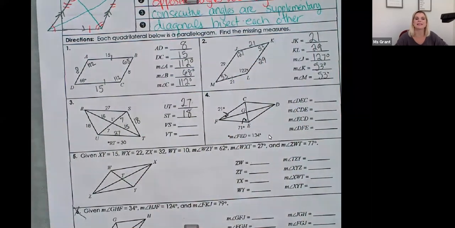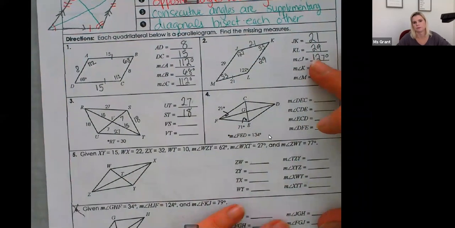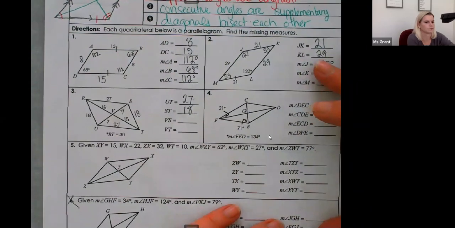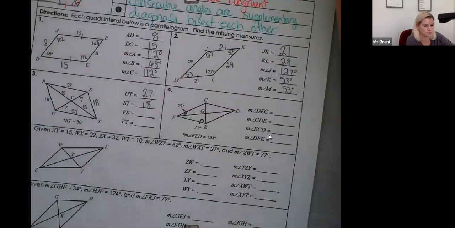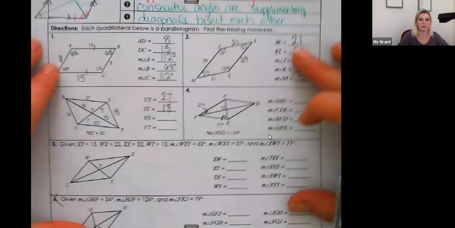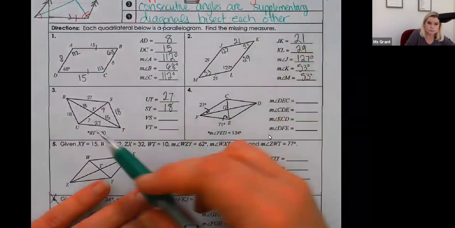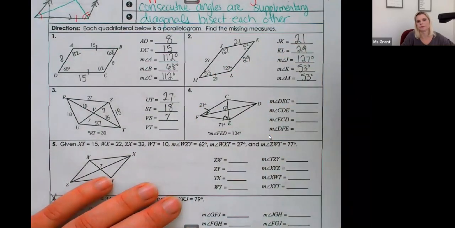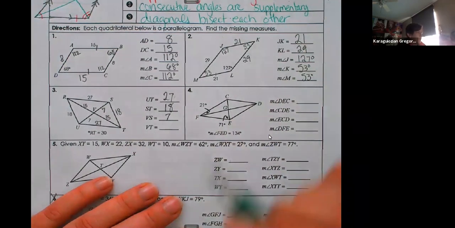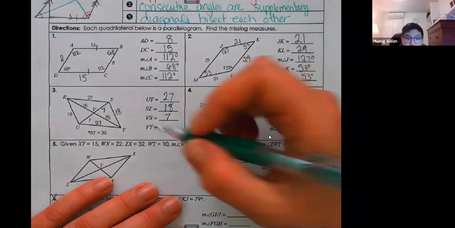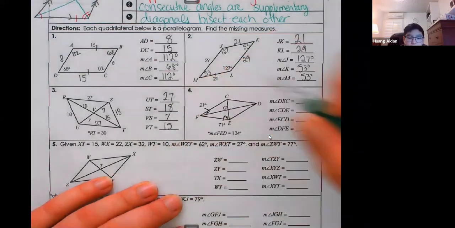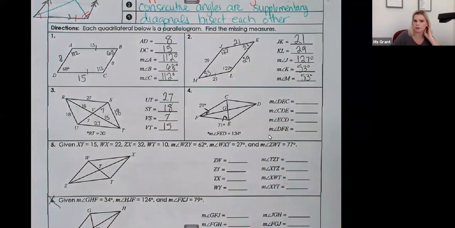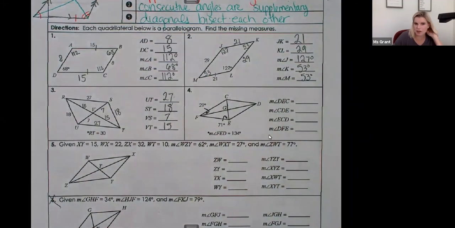Volunteer, tell me VS, please. VS, someone? 7. Connor, 7. Somebody tell me VT. 15. 15. Good. Okay, this one's actually a little bit different. We haven't talked about anything like this before on number 4. We're going to do it now.